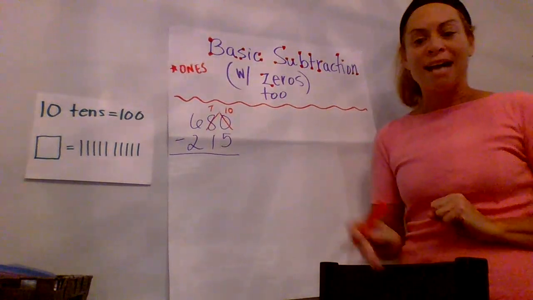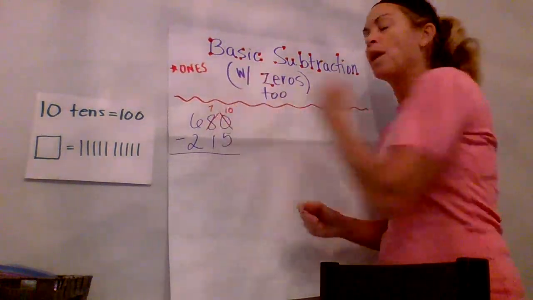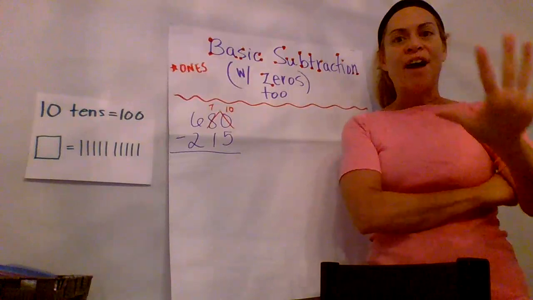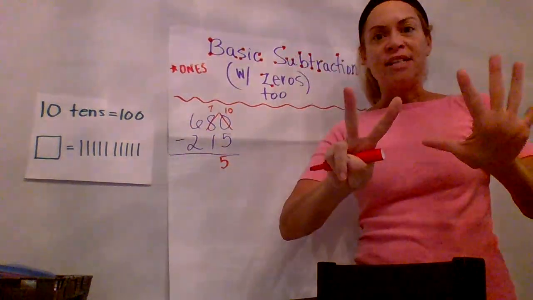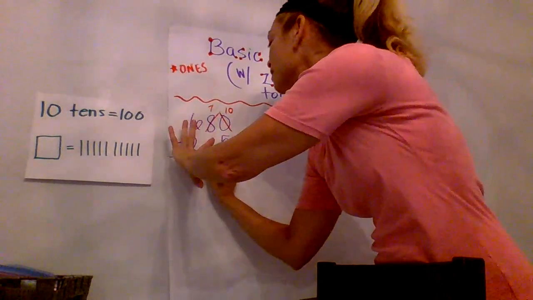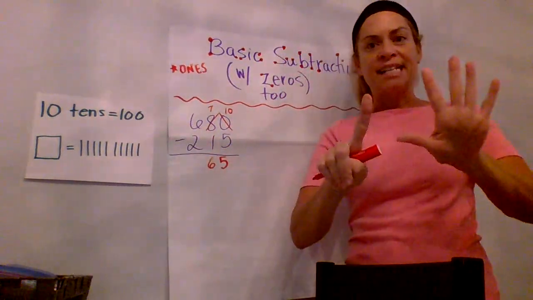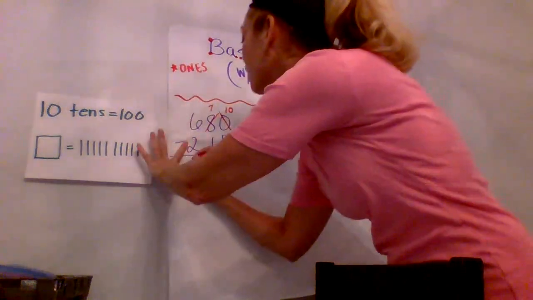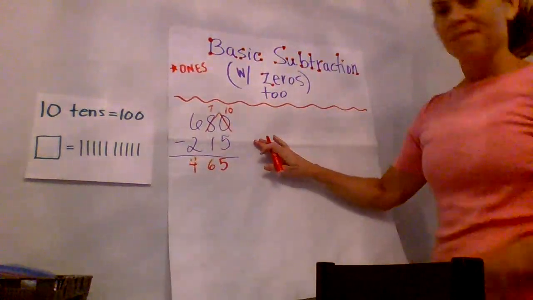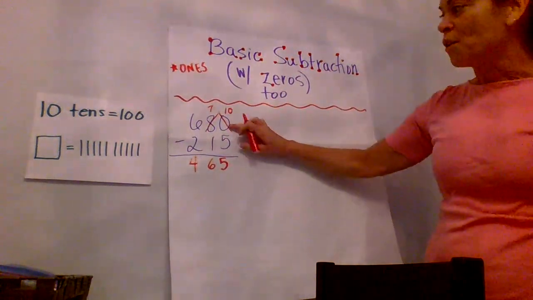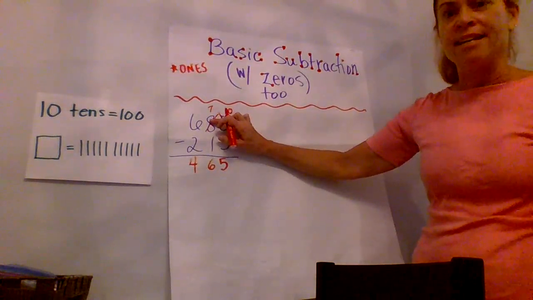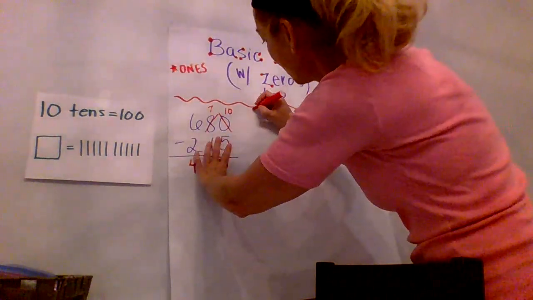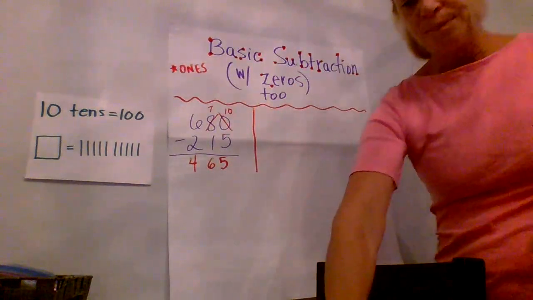Now I can subtract. So go back to the ones. 10 take away 5 is 5. 7 take away 1 is 6. And 6 take away 2 is 4. Okay. When you don't have enough ones, go next door and take a 10. Let's look at the next one.